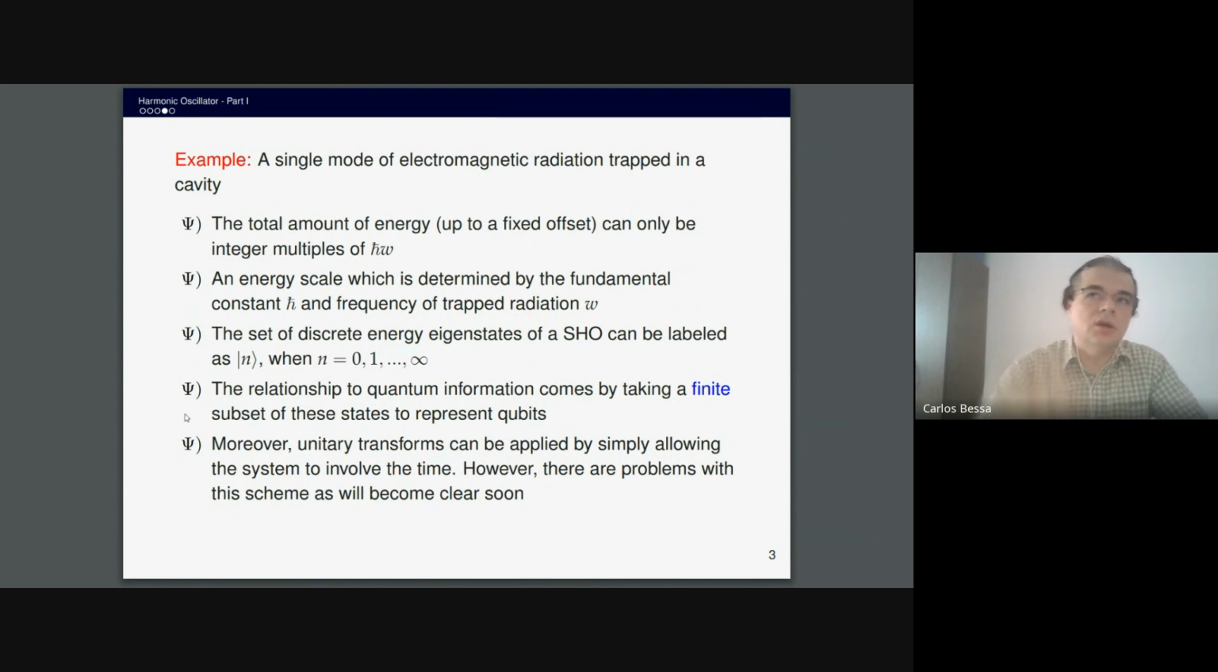And this we will see next Friday, which is the relationship between the things that we learned today and quantum information. This relationship comes by taking a finite subset of these states to represent the qubits. Moreover, unitary transforms can be applied by simply allowing the system to evolve in time. However, as we will discuss next Friday, there are problems with this scheme, and this will become clear in the next lecture.